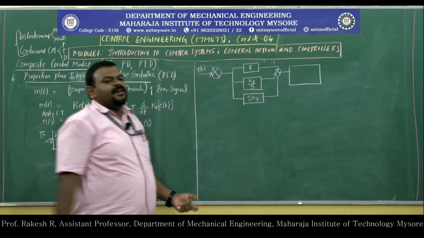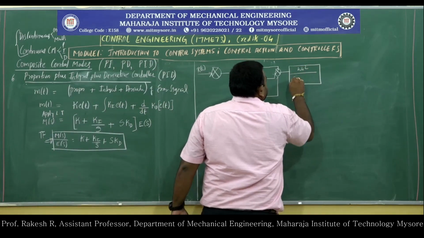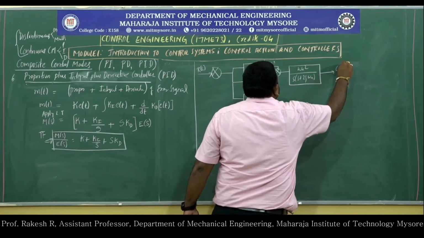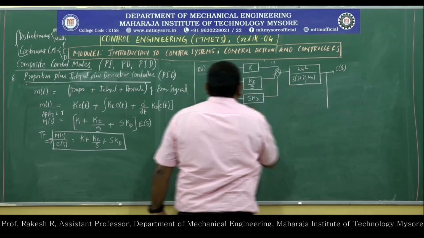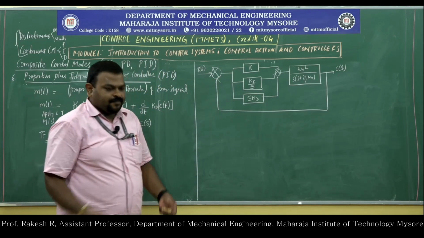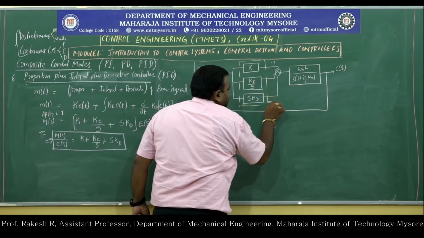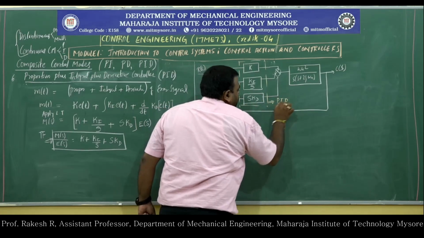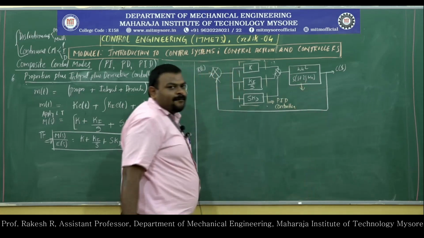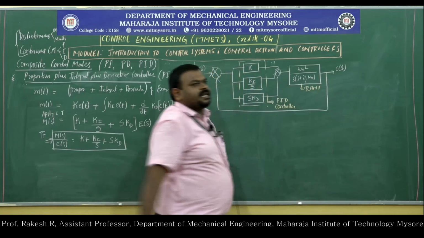The plant is always a second order system. It will be omega n square divided by s into s plus 2 zeta omega n. C of s is the controlled output signal, and this is a feedback signal which measures the output. So, cumulatively, this is a PID controller, and this is the plant. The plant can be a first order system or a second order system.